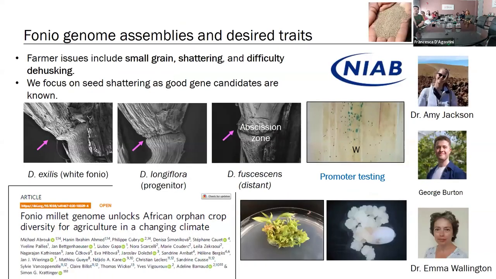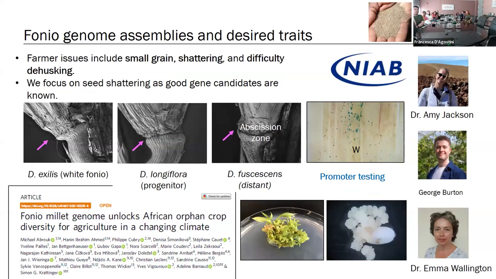What do we want to change? Again, farmers, you know, if you don't have the farmers on board, we don't know if we're doing the right thing. We want to know what they find most difficult, and it often is the case that small grain size, shattering, like seeds shattering and scattering before harvesting, and then you mentioned husking earlier, difficulty de-husking is also a big problem.